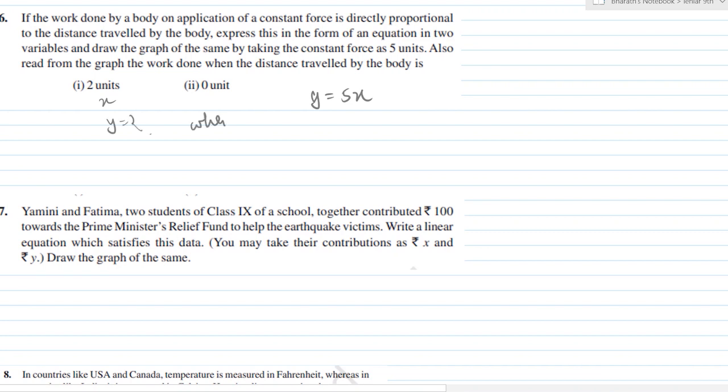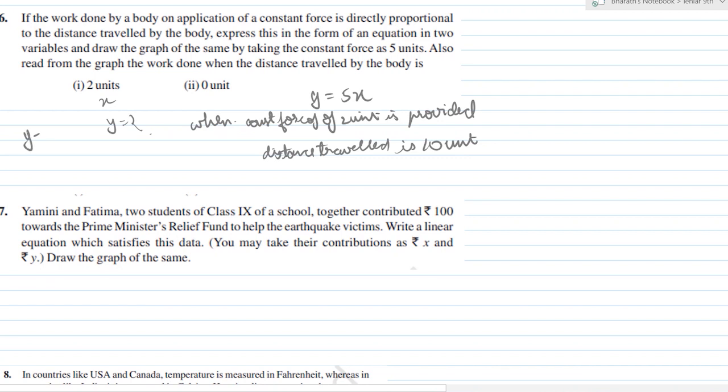So when a constant force of 2 units is provided, the distance traveled is 10 units, because y is equal to 5x, right? So when x is equal to 2, y is equal to 10.